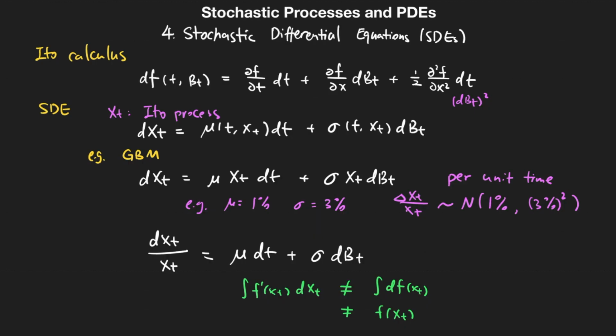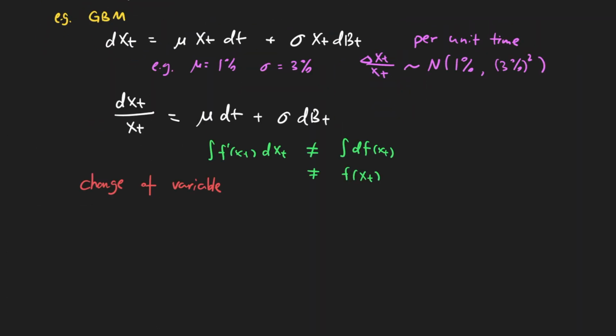So a good strategy here is to apply the change of variable directly. We can define yt as the log of xt. How we come up with a change of variable is usually just taking a sensible guess. If we look at this equation, in ordinary calculus it looks like the log, right? So we directly define that, and now we can apply Itô calculus to get the differential.